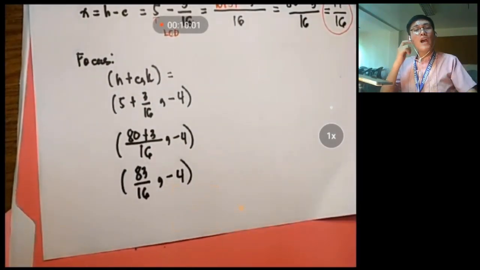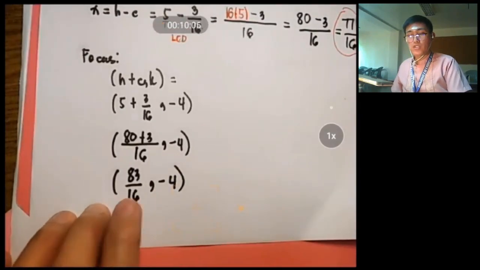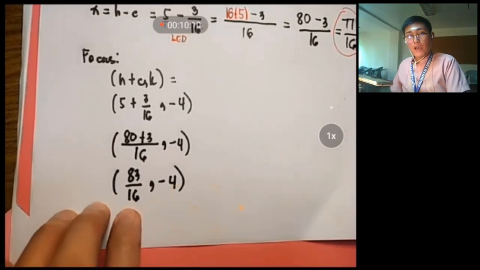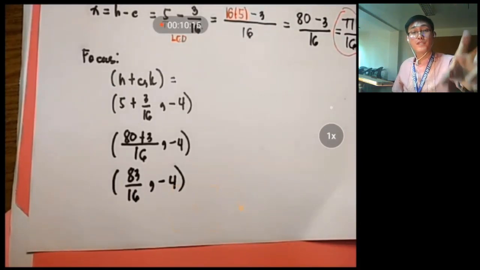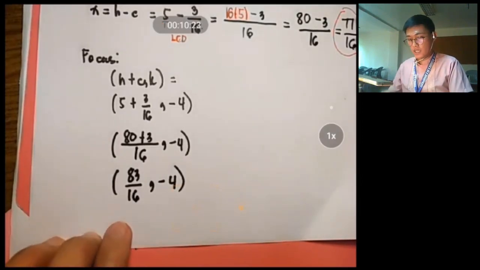Alright, I will encourage every student of STEM to use fractions in writing your final answer because this is exact. But if you are going to use a decimal point, as much as possible, you have to put the fraction first before the decimal point so that I could see if you got the fraction correctly.